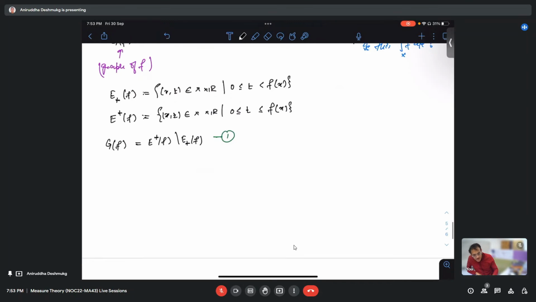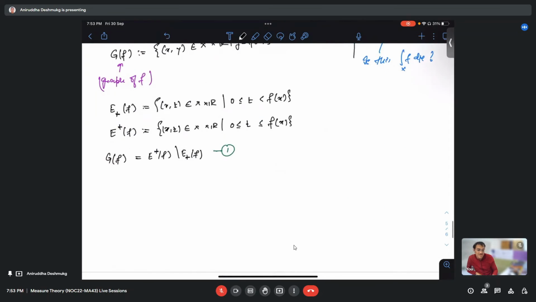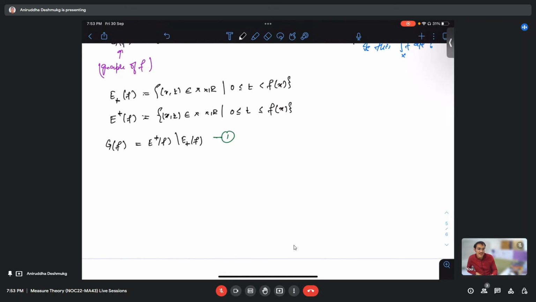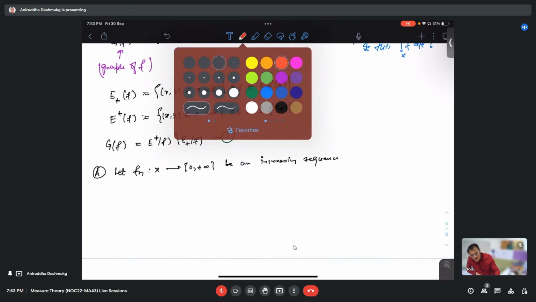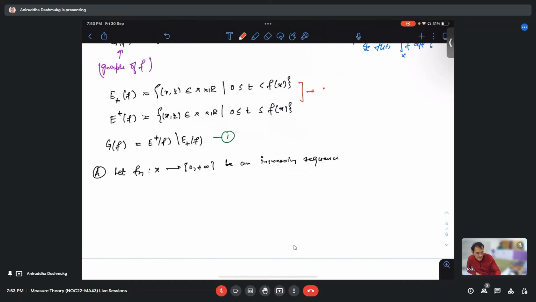Right. Now I'm going to prove a sequence of results regarding all this, so I will name them like this. The first result is this: let f_n be an increasing sequence. Notice that all these definitions do not require measurability of f, or even integrability of f.